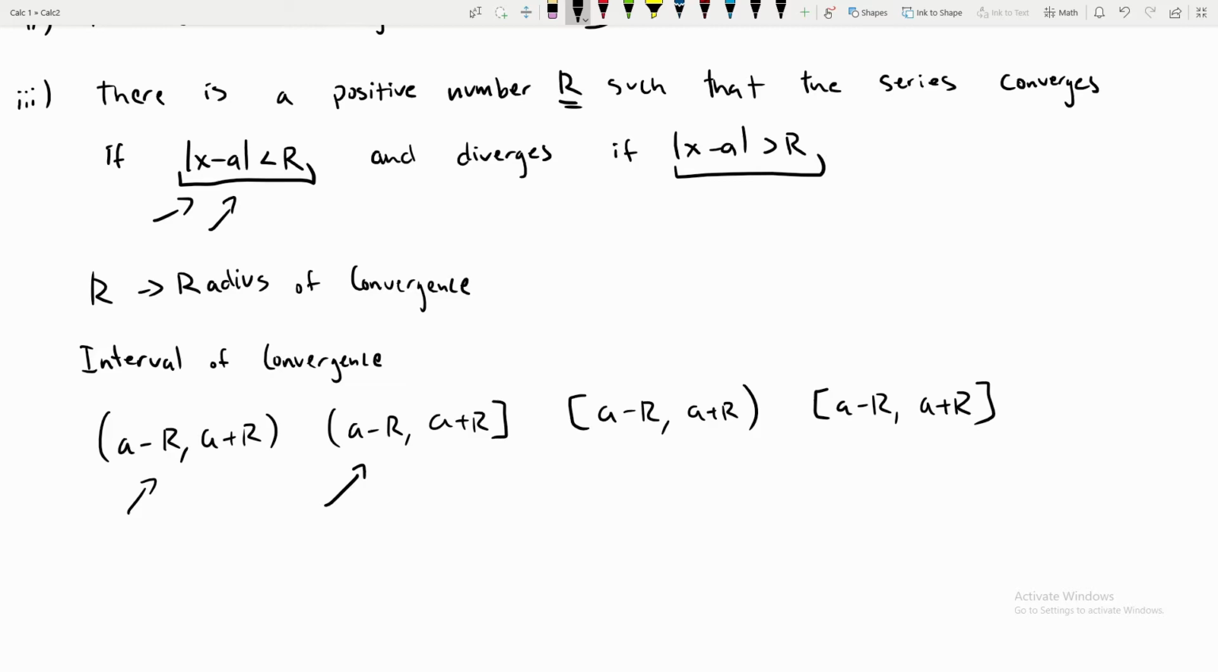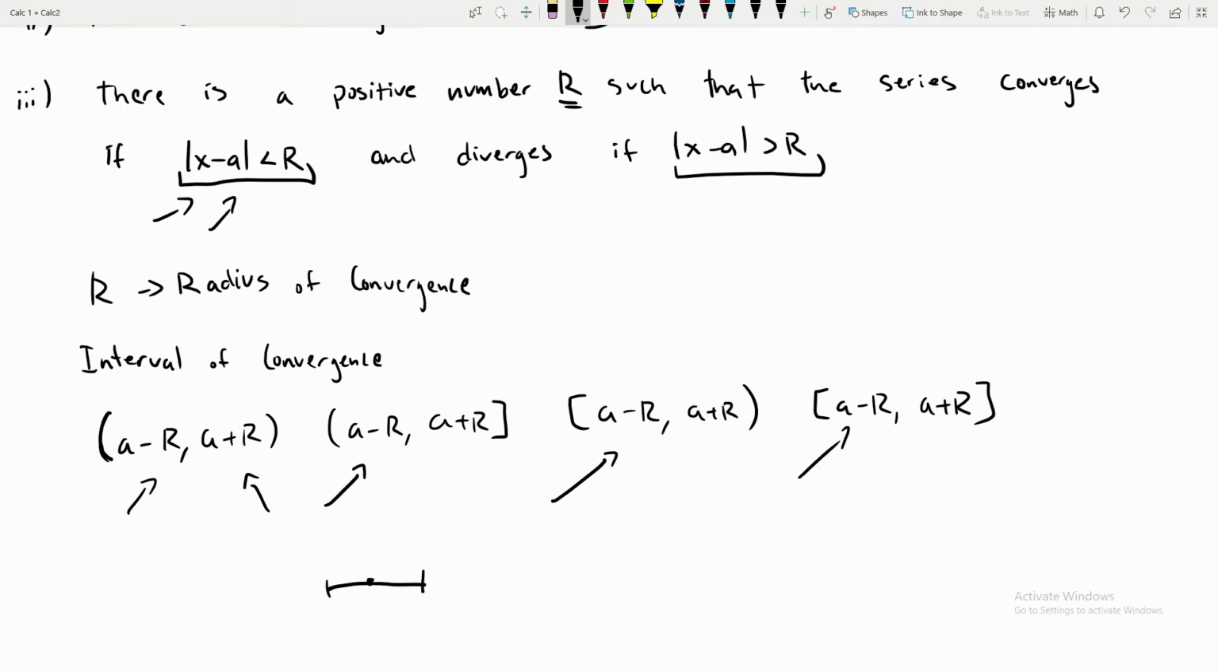Sometimes it's excluded. These circular brackets mean that that value is excluded, and there are other times where that value is included. And likewise, for the other bound, it's basically the center value plus that radius. So if we were to have this center value, the interval would be the center minus this radius and then plus this radius. So our interval would be somewhere here.